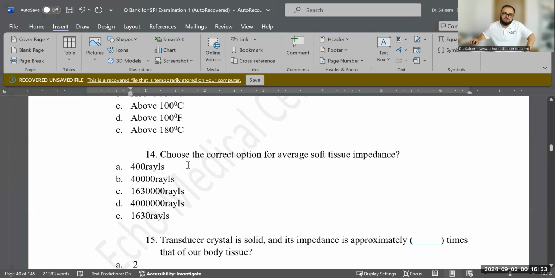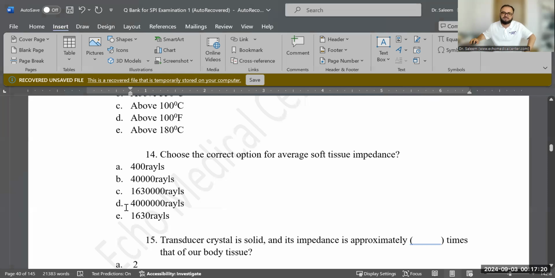Now, what is the normal, or average, we can say, impedance for the soft tissue? Is it 400 rails? Is it 40,000 rails? Is it 1,630,000 rails? Is it a very long number? Is it 4 million rails? Is it 1630 rails? Which one is the correct one?